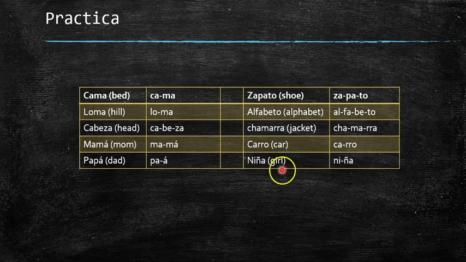Okay. Niña. And here you see the little ñ, which is the N with the little mark on the top, the little, I don't know what they call them, but anyway. So niña. Ña. Niña. Okay. All right. So let's move on.